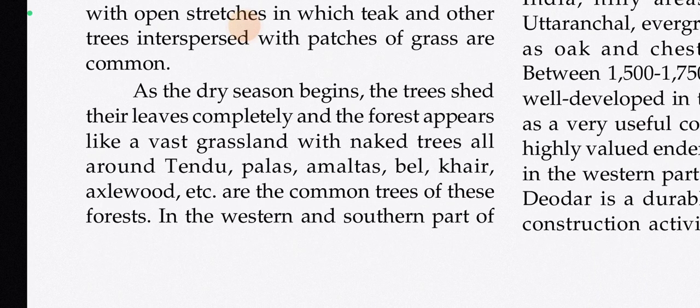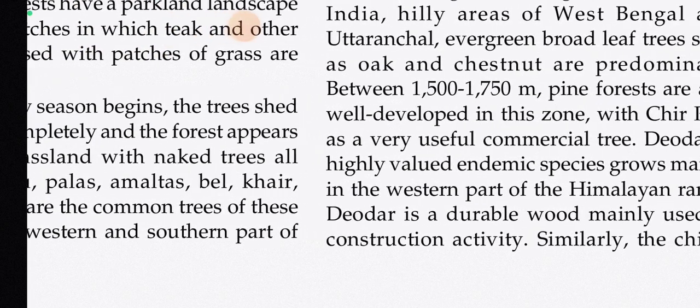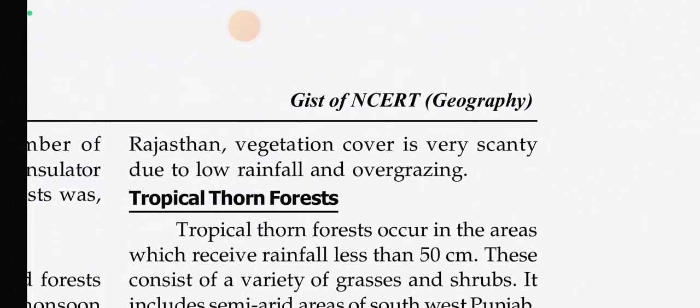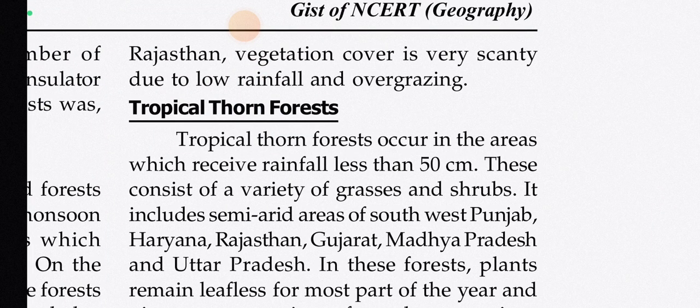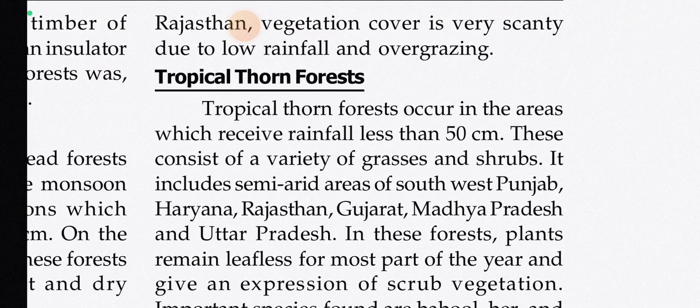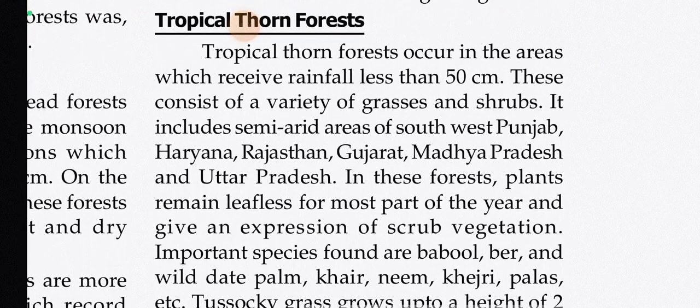As the dry season begins, the trees shed their leaves completely and the forest appears like a vast grassland with naked trees all around. Tendu, palas, amaltas, bel, khair, axlewood, etc. are the common trees of these forests. In the western and southern part of southern Rajasthan, vegetation cover is very scanty due to low rainfall and overgrazing.